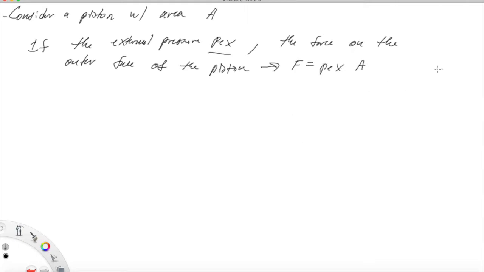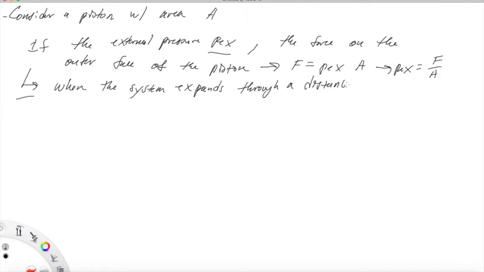to force over area. And when the system expands through a distance dz, remember our infinitesimal, against PEX, we can write that dW is equal to minus PEX multiplied by the area A times this infinitesimal for distance dz. And if you combine the terms area and the infinitesimal for distance dz, then we get the infinitesimal for volume, or dV. So we can alternatively write that dW is equal to minus PEX dV.